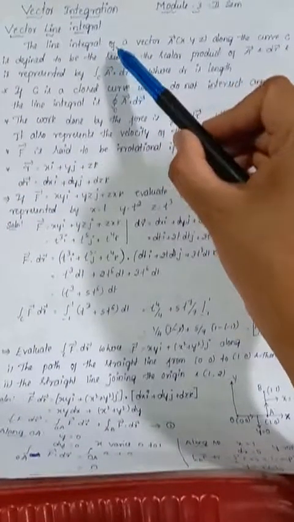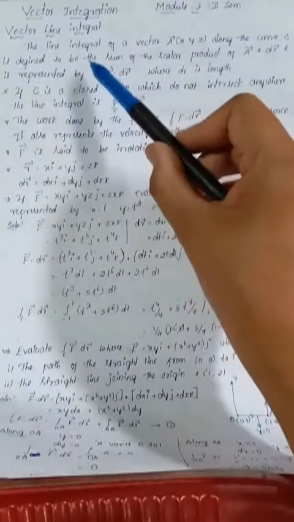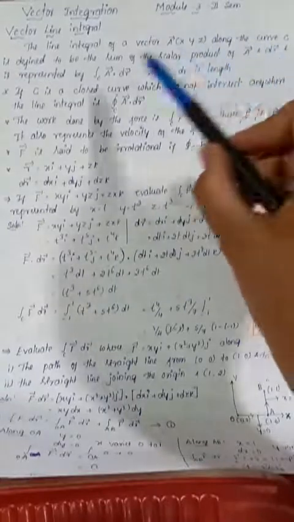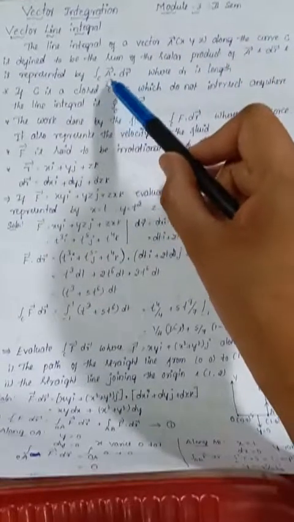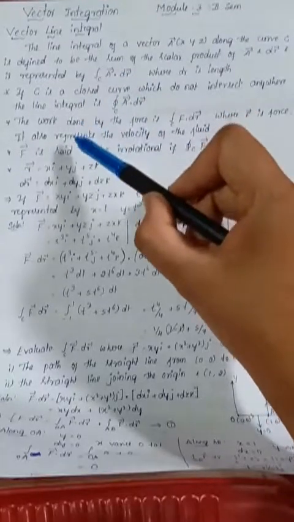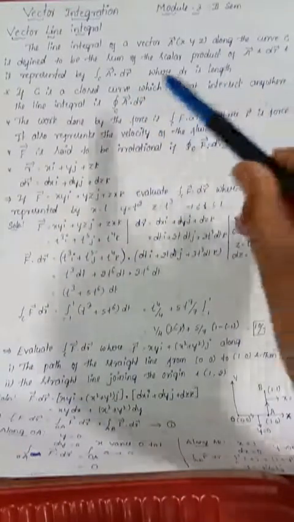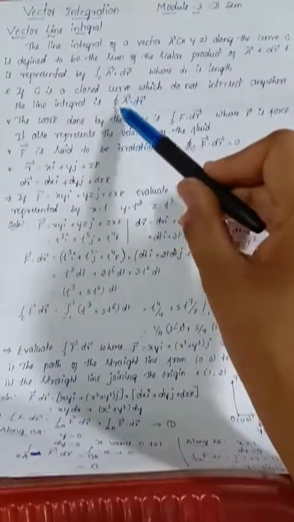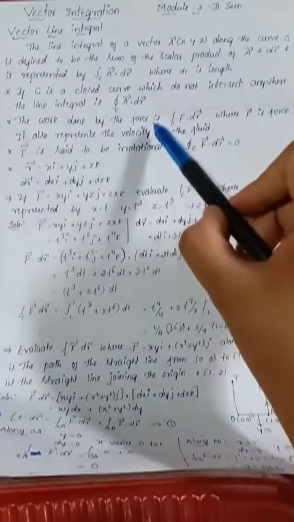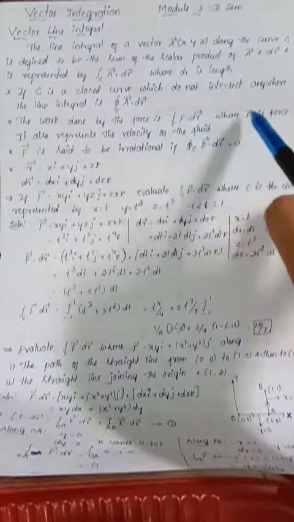The line integral of a vector A along the curve C is defined to be the sum of the scalar product of A and dr, and is represented by integral of C A dot dr. And note the important formulas. If C is a closed curve which does not intersect anywhere, the line integral is integral of closed curve C A dot dr. The work done by the force is integral of C F dot dr, where F is force.